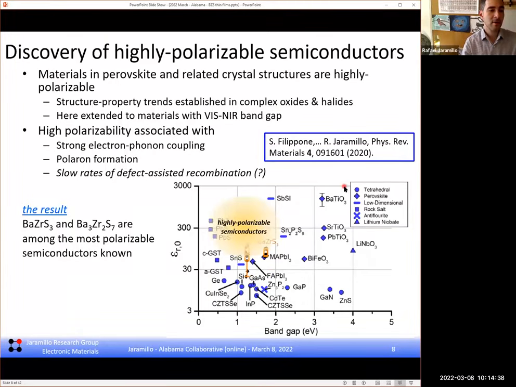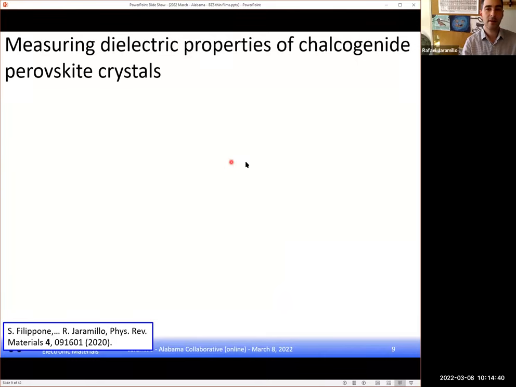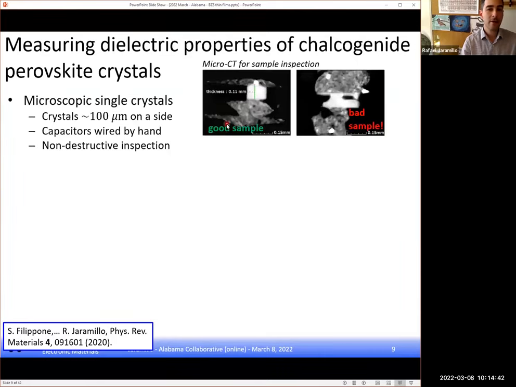These measurements were a little bit of a challenge, and I think it's fun to illustrate a little bit how we did that. These are microscopic single crystals grown by a flux method. And it's a little hard to measure the dielectric response of such things. So we did it like this. We made little capacitors by hand. We wired them with silver epoxy. My student wanted to measure the dimensions, because you make little capacitors, you have to know the dimension if you want to discover what the dielectric polarizability is.